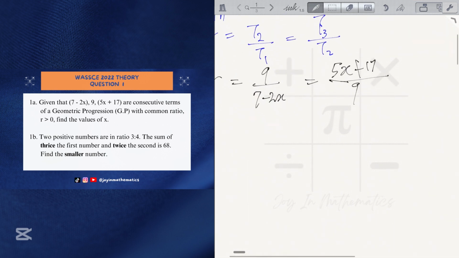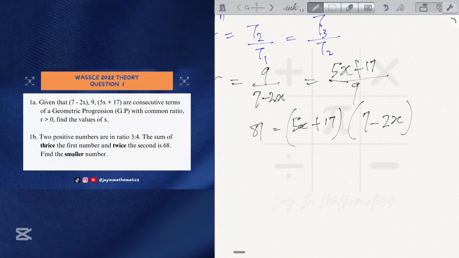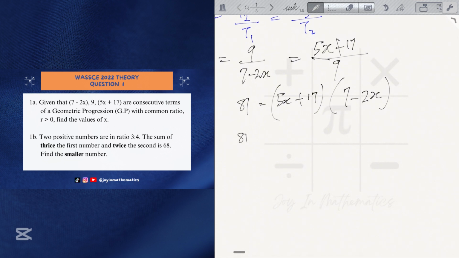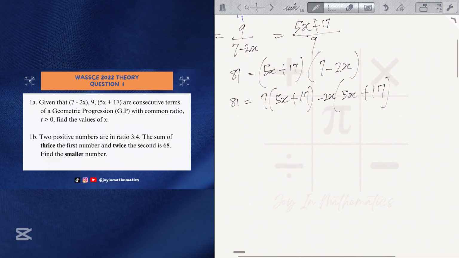With this, we can get the value of x when we cross multiply. Cross multiplying there, we'll have 81 equals 5x plus 17 multiplied by 7 minus 2x. We can choose to open the bracket with 7 minus 2x, or with 5x plus 17, anyone. Let's open the bracket with 7 minus 2x, so we have 7 into 5x plus 17, minus 2x into 5x plus 17. Simplifying further, we will have 81 equals 35x, and 17 multiplied by 7 is 119.